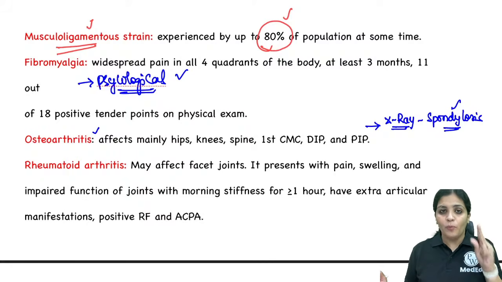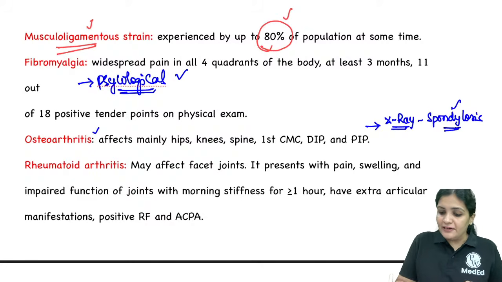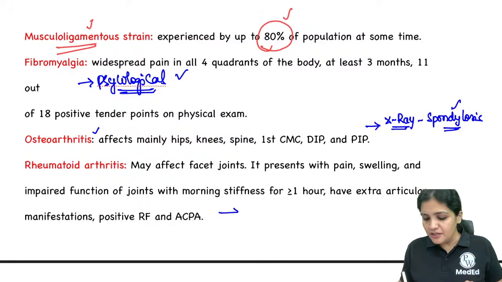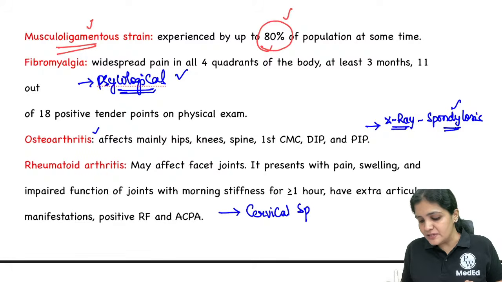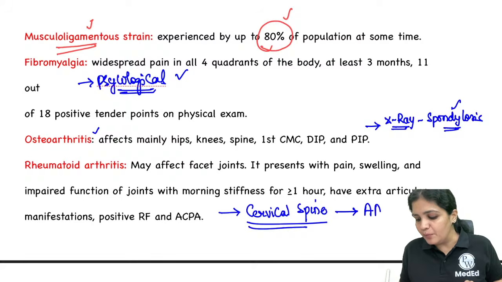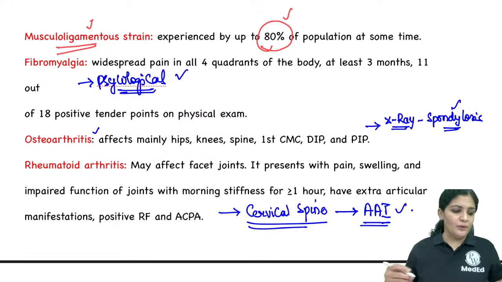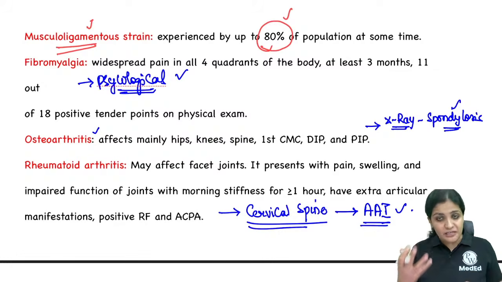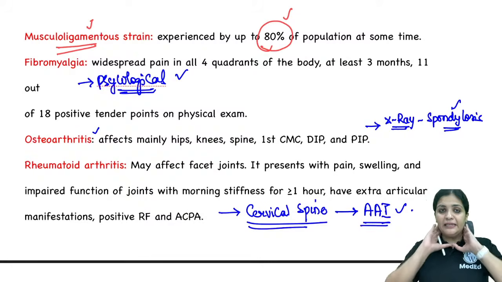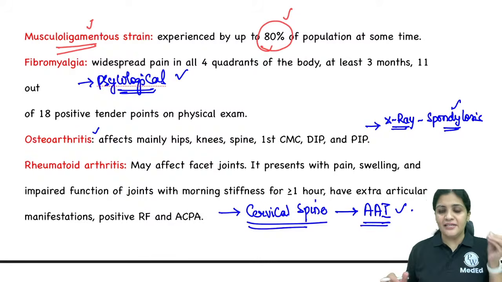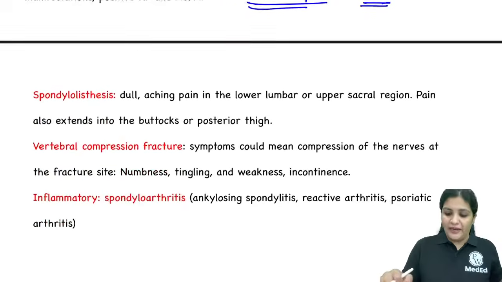And then comes rheumatoid arthritis. You have to remember this condition: it is mainly seen in the cervical spine, and in the cervical spine, its main importance is atlantoaxial instability. So whenever the patient is having rheumatoid arthritis, you have to ask them specifically whether they are having any pain in the cervical spine. So rheumatoid arthritis specifically affects the cervical spine.